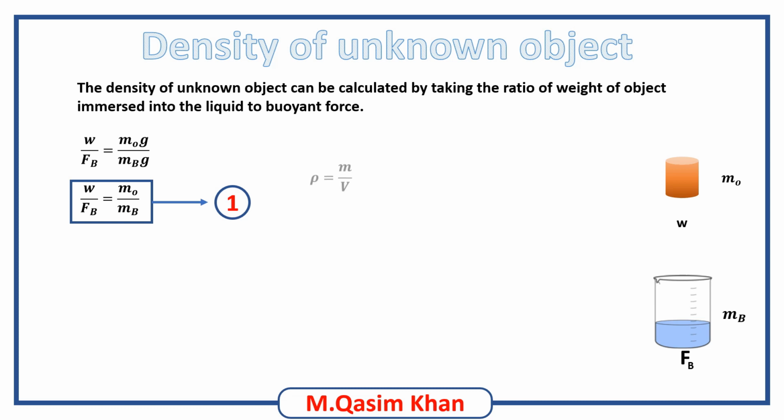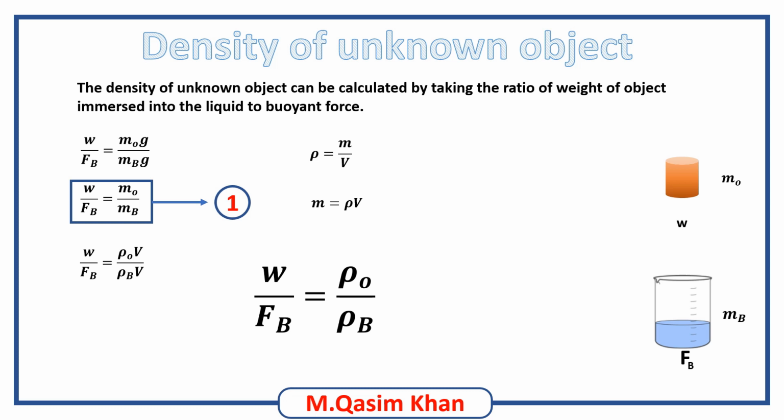As we know, density is mass over volume, so mass can be written in terms of density and volume as M equals rho times V. As we discussed earlier, the volume of the object and the volume of the liquid displaced are equal. So the fraction in equation 1 can be written as rho O V by rho B V. Again V cancels from numerator and denominator and finally we get the ratio rho O by rho B. Knowing the density of the fluid, we can calculate the density of the object simply by using this relation.